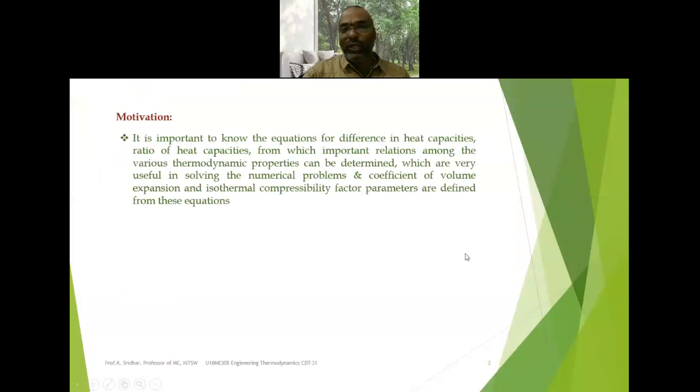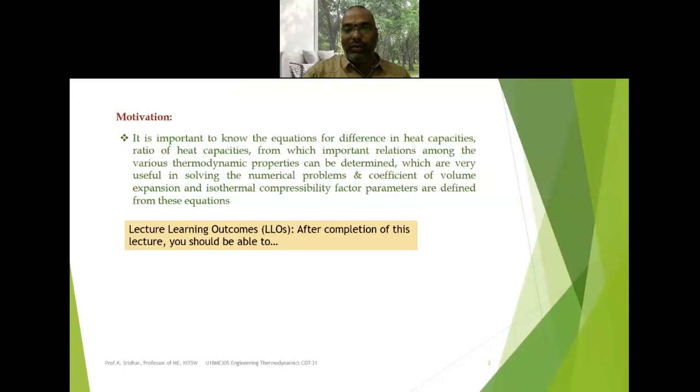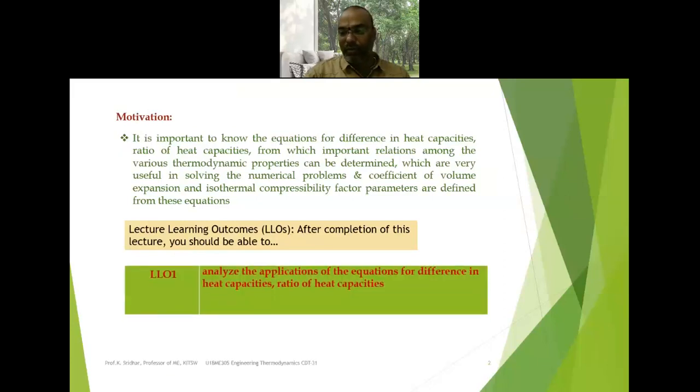It is important to know the equations for the difference in heat capacities and the ratio of heat capacities, from which important relationships among the various thermodynamic properties can be determined, which are very useful in solving numerical problems. The coefficient of volume expansion and isothermal compressibility factor parameters are defined from these equations. The learning outcome from today's class is that you should be able to analyze the applications of the equations for the difference in heat capacities and the ratio of heat capacities.